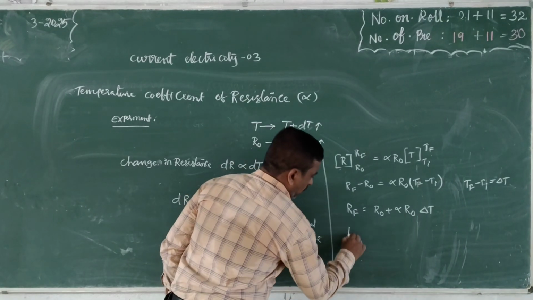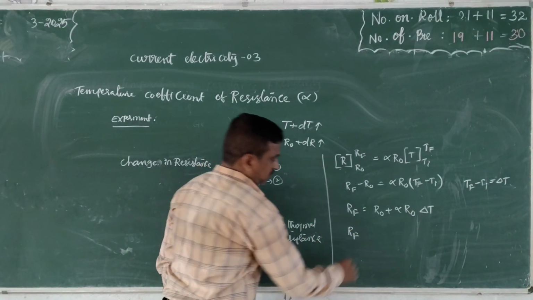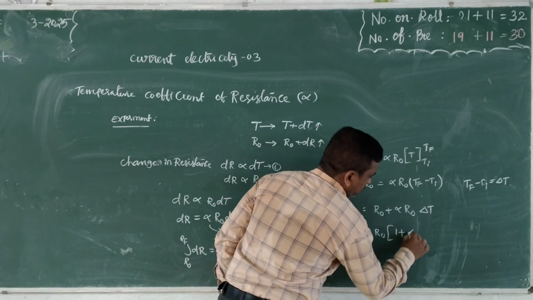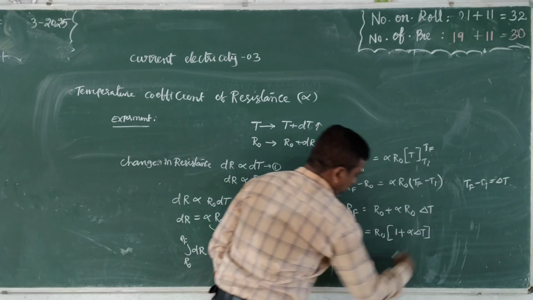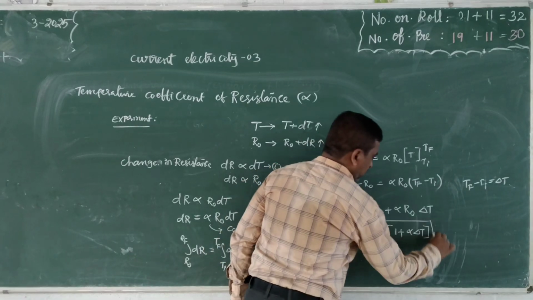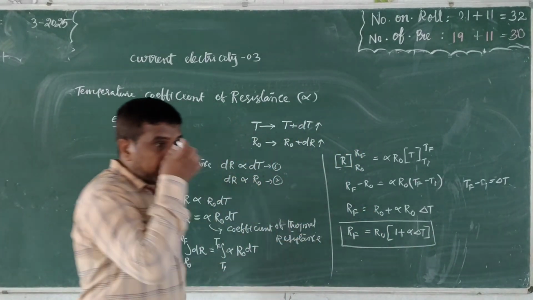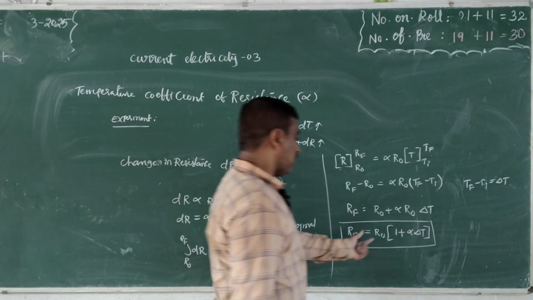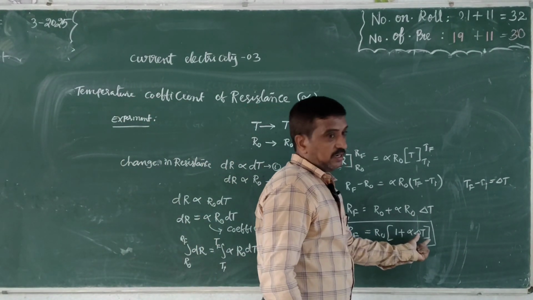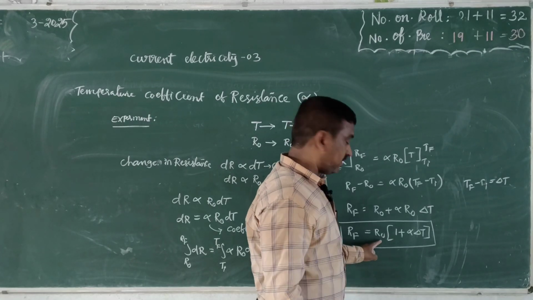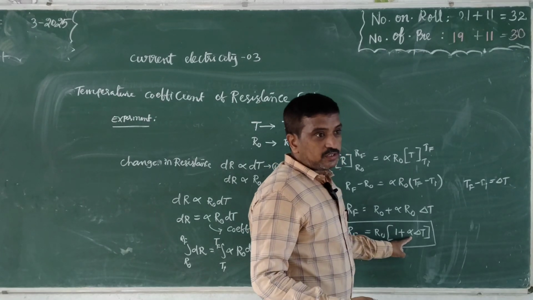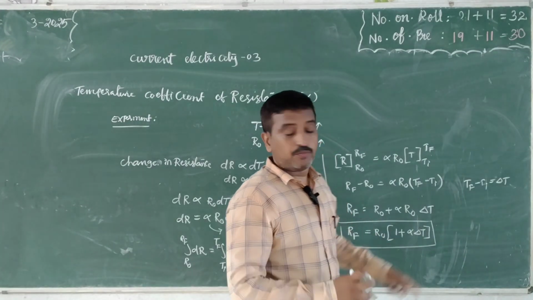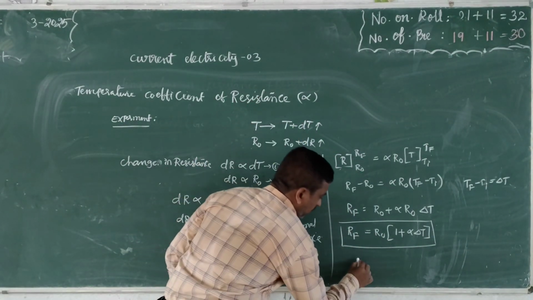Here Rf, the final resistance, equals R naught, which is common, times 1 plus alpha delta T. This is the formula for final resistance when temperature increases by delta T. The final resistance is R naught into 1 plus alpha delta T. Here R naught means initial resistance, alpha means coefficient of thermal resistance, and delta T means change in temperature from initial to final temperature. From this we can also write alpha.